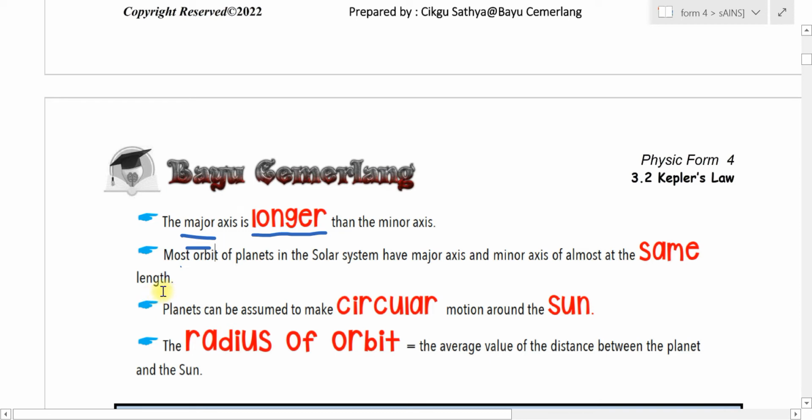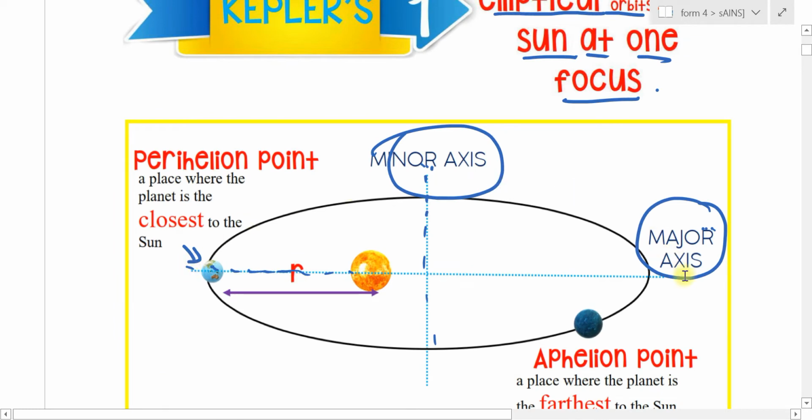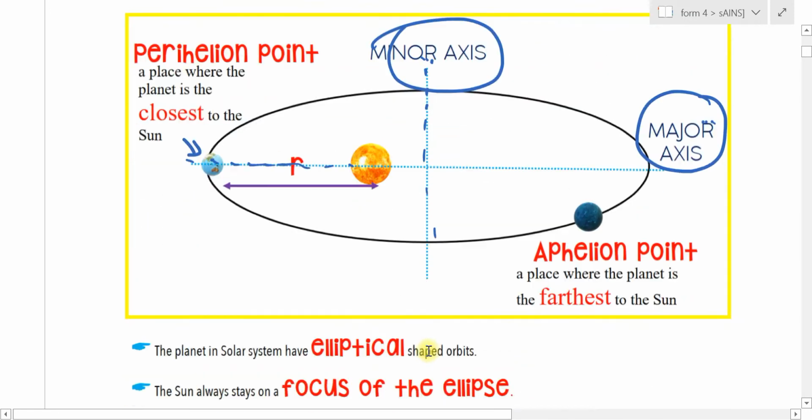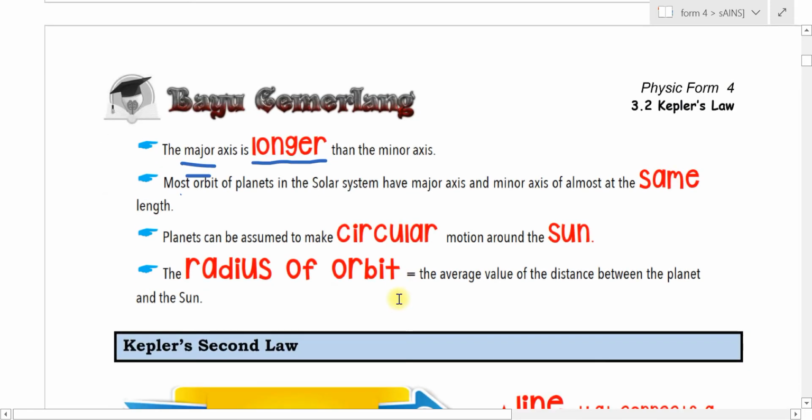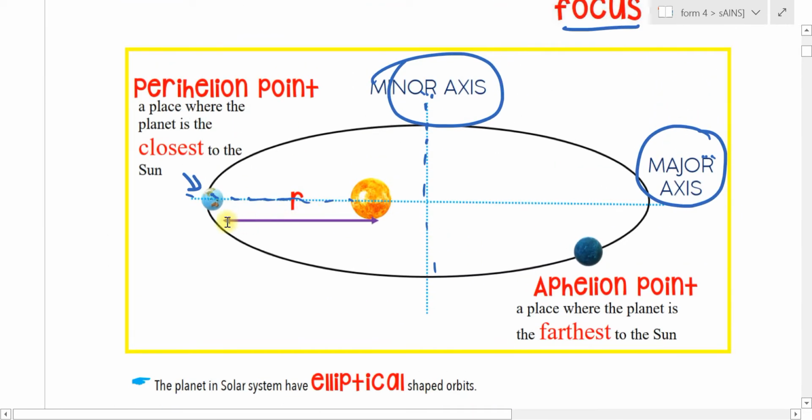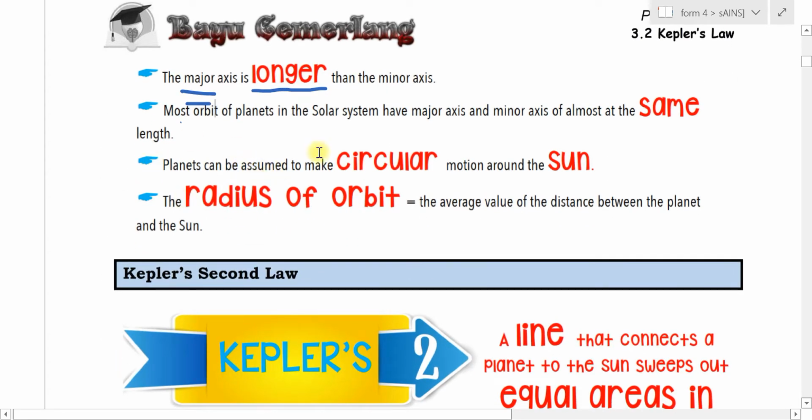Maksudnya planet lain pun will have almost the same major and minor length. Okay, almost the same lah. But although it is almost the same, slightly, the major axis must be longer than the minor axis in each orbit for the planet. And a planet can be assumed to make a circular motion around the sun. When we calculate, kita akan guna 2 pi r, because we assume it is a circle. For an ellipse, we don't use the ellipse equation to calculate. So that's why we assume a circular motion.